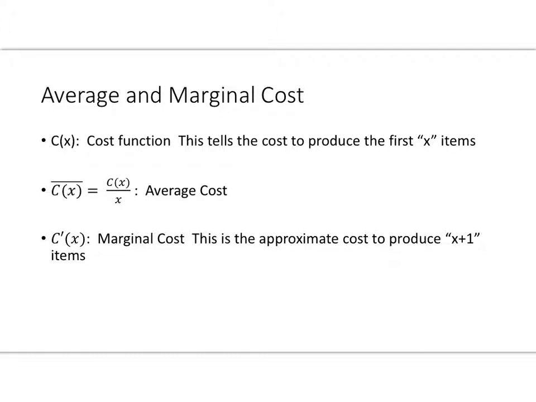Now, besides dealing with velocity, position and acceleration, we can also use calculus and derivatives to deal with average and marginal cost in a business. So C of x would be a cost function, which tells us the cost to produce the first x items. C bar of x, with the bar over it, is what we call the average cost, and it's just the cost, C of x, divided by the number of items, so it's just finding an average. And then the new one, the calculus part, is C prime of x. The derivative of that cost function is what we call the marginal cost. This is the approximate cost to produce exactly one more item, the x plus 1 item.